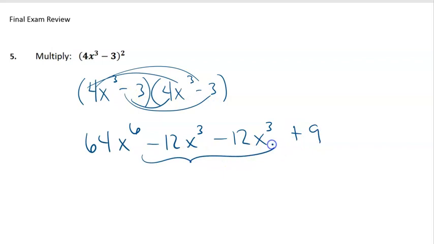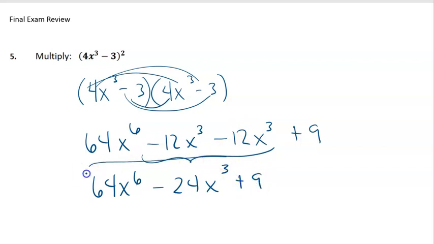Once again, we have like terms right there in the middle. So 64x to the 6th does not have a like term across here, so I just bring it down. Negative 12 added to a negative 12 is negative 24. Again, a big mistake that students make is when they add like terms, they change the exponent. You keep that like term. That stays x to the 3rd and then plus 9. And that is your final result there.